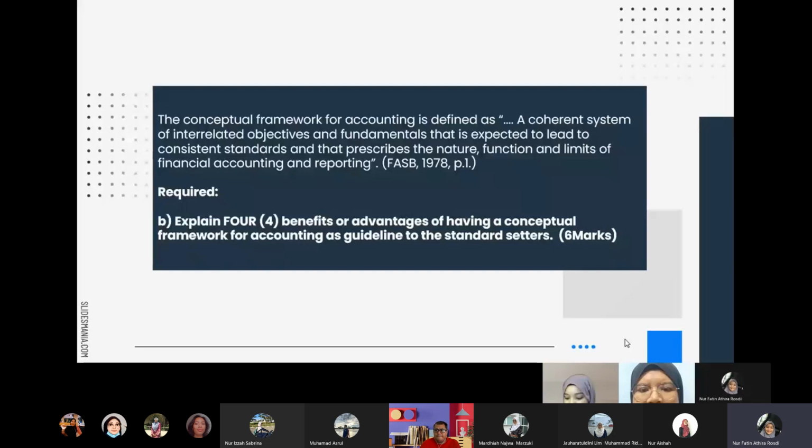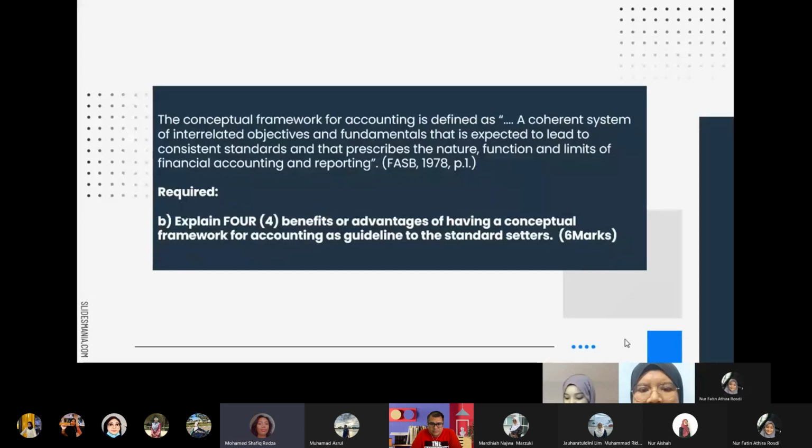Okay, so I would like to call Muhammad Syafiq Reza to answer my question. Are you there, Syafiq? Syafiq ada ke? Syafiq? Hello. Okay. Dengar ke question saya tadi? Can you repeat? Okay. Can you give your own opinions about the benefits or advantages of the conceptual framework to our friends? Okay.